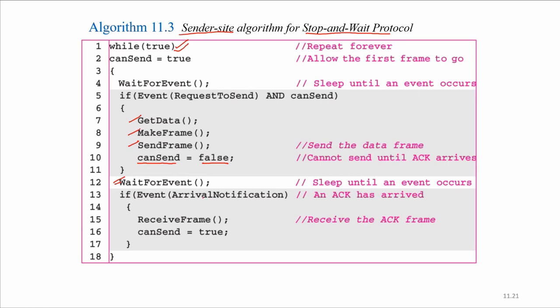If the event is the arrival of the notification, this is the second event. So this was the first event. So the arrival of the notification of acknowledgement basically. If the acknowledgement frame is received, then it will activate the canSend to true. So till the acknowledgement is received, the canSend will be false. If the canSend is true, then it will be able to accept the request for this event. And this is how the stop and wait protocol basically works at the sender side.